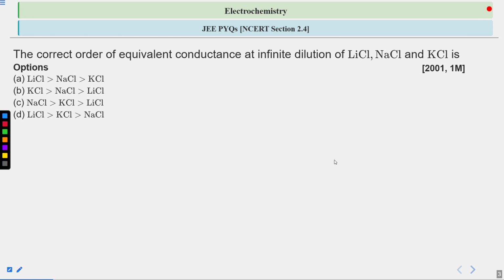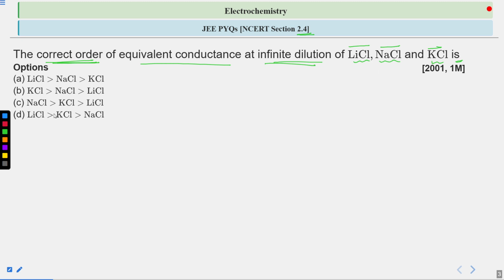Okay, so let's begin with our first question, which is a JEE PYQ and it covers the section of NCERT marked as 2.4 in the chapter Electrochemistry. The question says: the correct order of equivalent conductance at infinite dilution of LiCl, NaCl, and KCl is. So we have three ionic compounds: lithium chloride, sodium chloride, and potassium chloride. You have to tell the correct order of equivalent conductance at infinite dilution of these three ionic compounds.